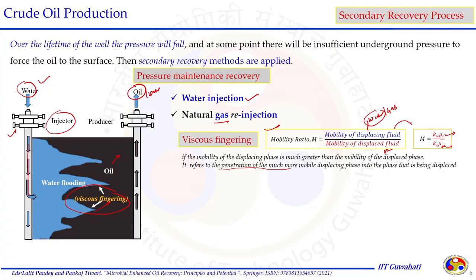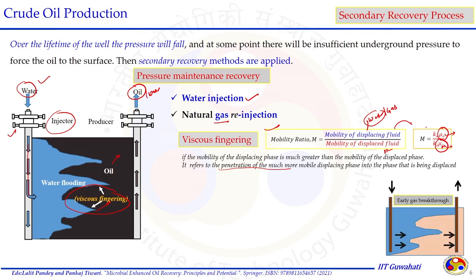The mobility ratio can be improved. Improved means we can create the situation where the mobility ratio is less than 1, meaning we have the favorable condition. That could be done by changing the viscosity of the water that we are injecting, or by changing the viscosity of the oil. Those phenomena we will discuss in the EOR process. So the viscous fingering happens in water injection.